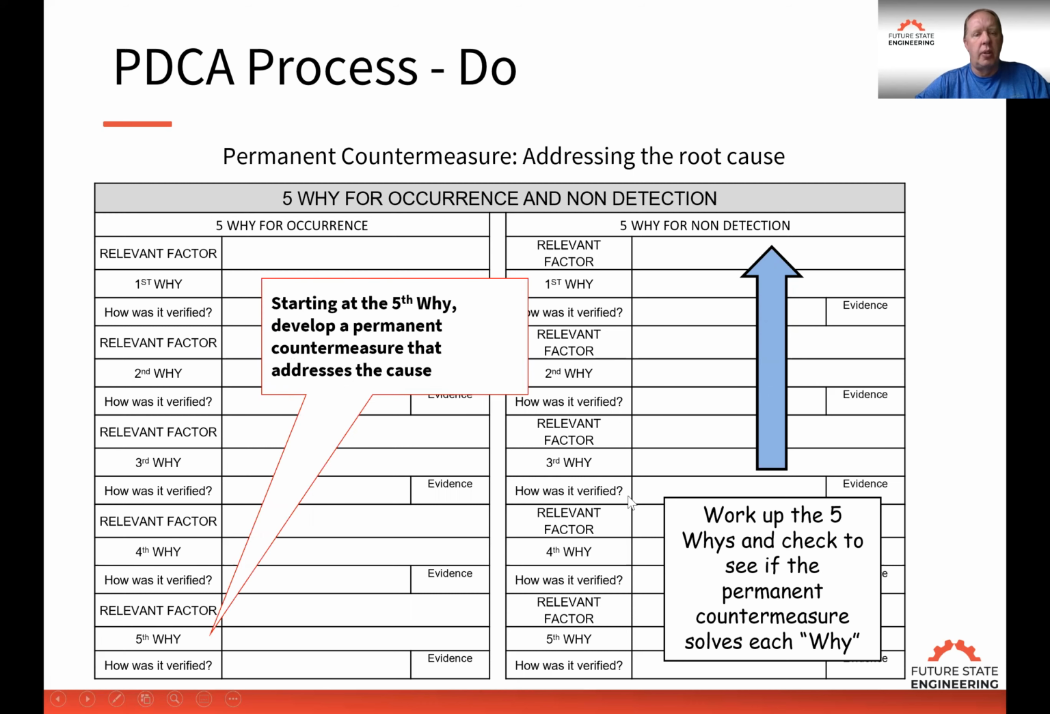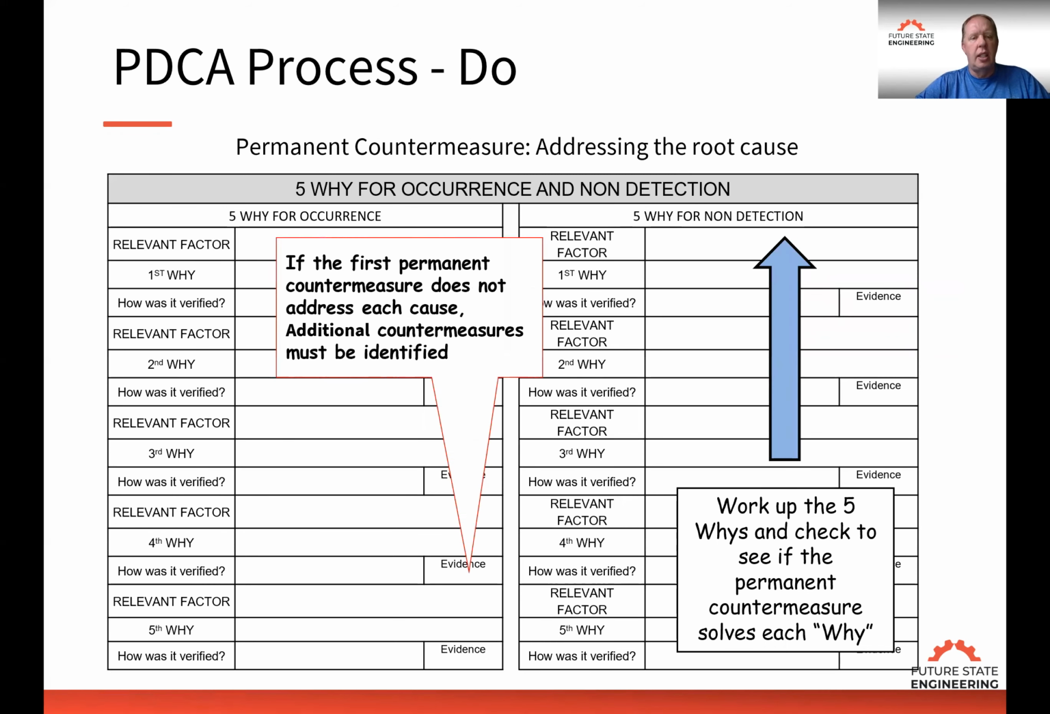Okay, so starting with the 5th why, develop the permanent countermeasure that addresses the cause. Then for the first permanent countermeasure, does that address each of the whys going up the chain? If it does, then you have one permanent countermeasure that solves all the whys in the causal chain. If not, you might need to add a second countermeasure to address some of the issues with the problem.